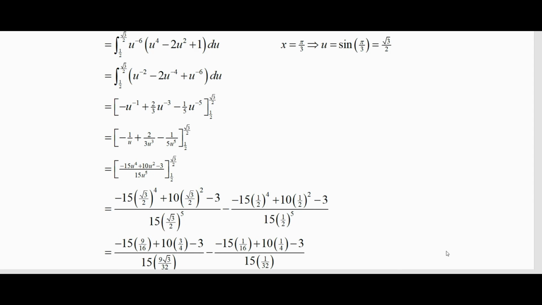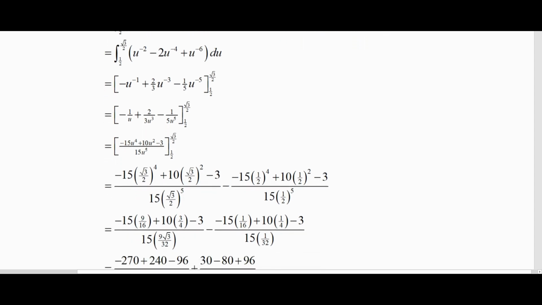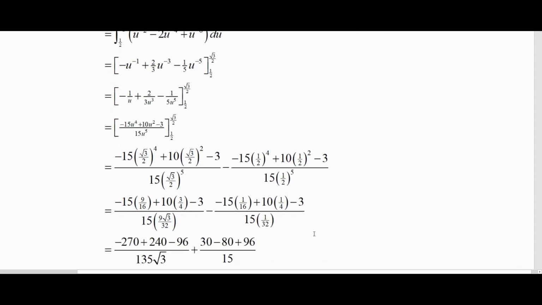Now we have fractions inside our fractions. That's just not right. That's just too nasty. So we're going to get rid of those by multiplying top and bottom of each fraction by 32. All right, let's see what happens here. When we multiply this one by 32, the 32 goes away. We got our square root of 3, and we got 9 times 15, which is 135. We multiply this one by 32, that cancels, just leaving the 15.